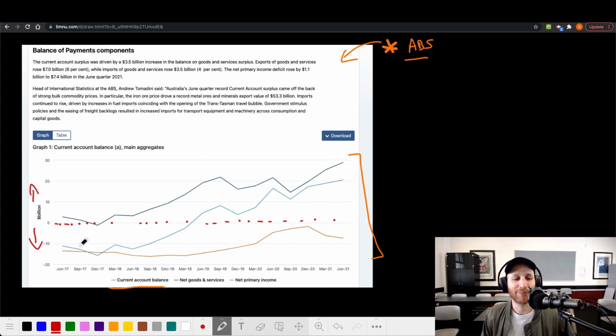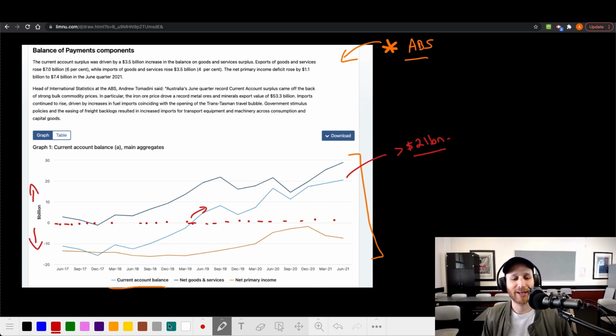With this light blue line, you can see that it's been deficit, deficit, deficit. And here is when it is becoming a surplus. So here we have a current account surplus that is greater than $21 billion. So then we think about, well, why is this the case?